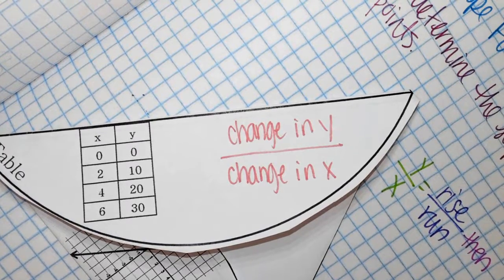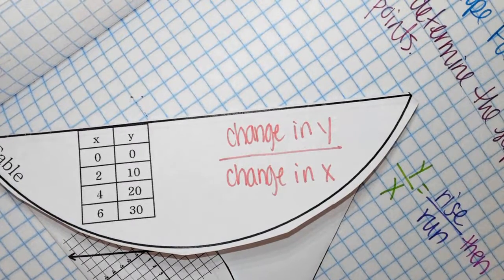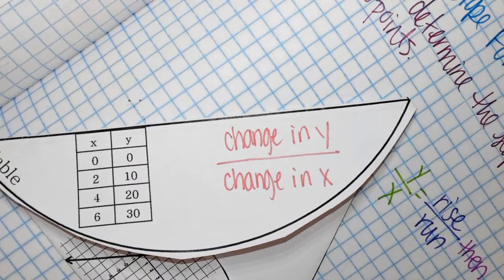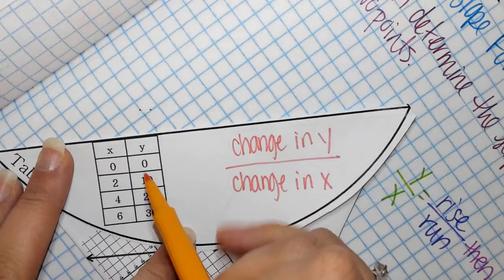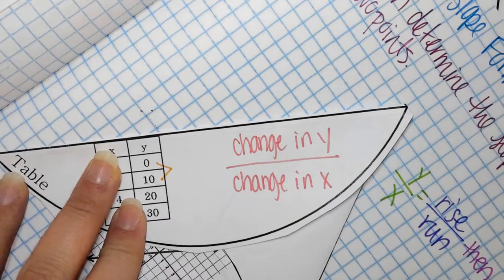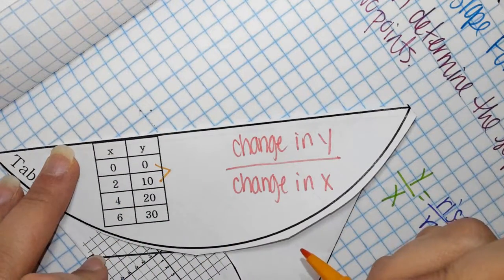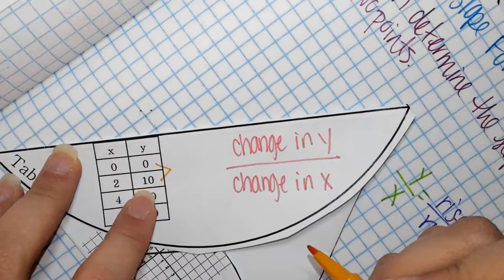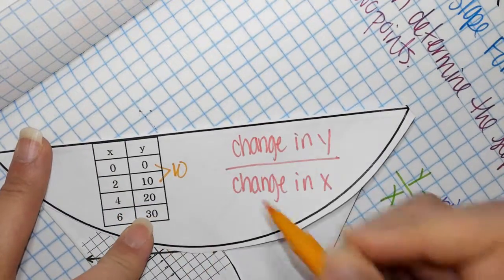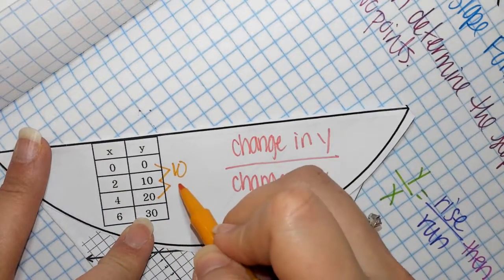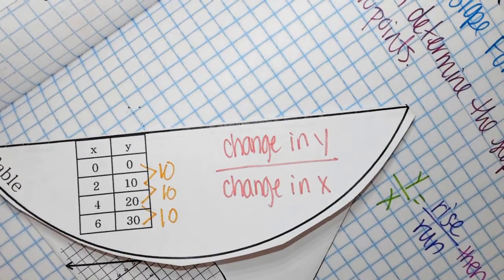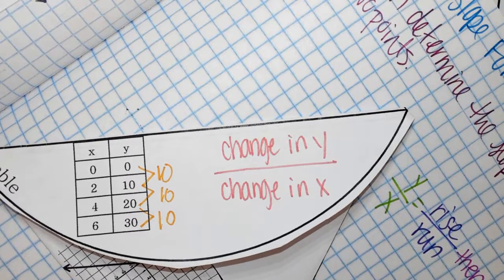Now, what does that word change mean? Like the difference? Okay, what mathematical operation is that? Subtraction. Awesome. Alright, so what we're going to do is first figure out how it changes on our y's. How much does it change from 0 to 10? 10 units. How much do we go up from 10 to 20? 10. And then 10. Okay, does everybody see what we did? All we did was find the change in y, how it increases.